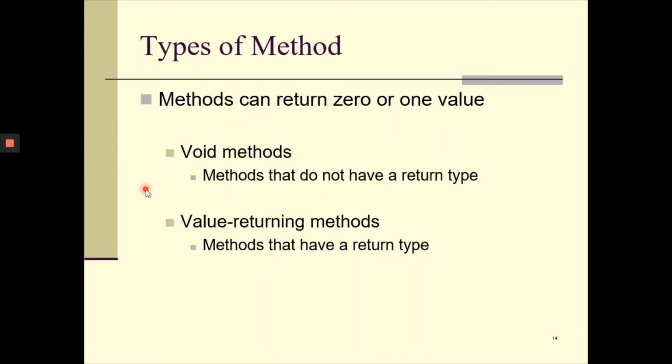There are two types of methods. Methods can return no value or one value. Your method can be a method which doesn't return anything, or it can return some value. But the value that can be returned by a method is only one. You cannot return more than one value.